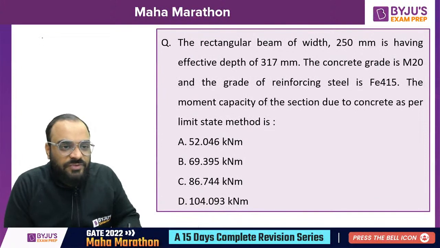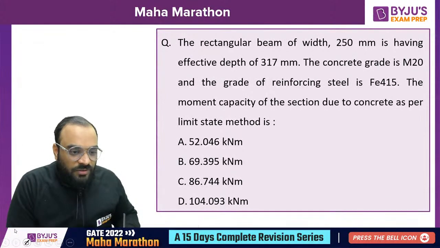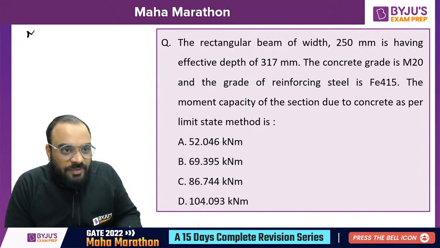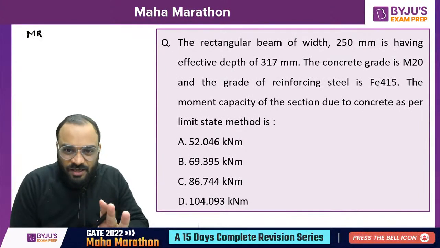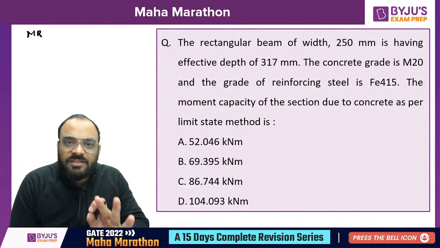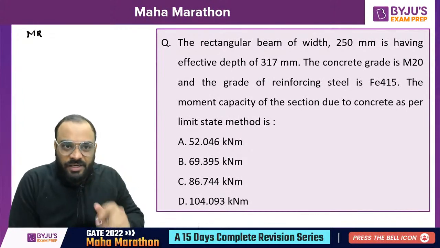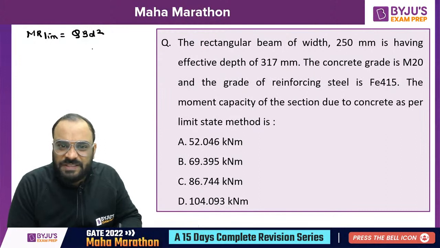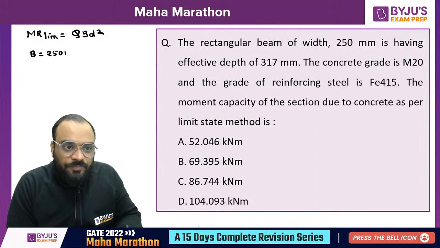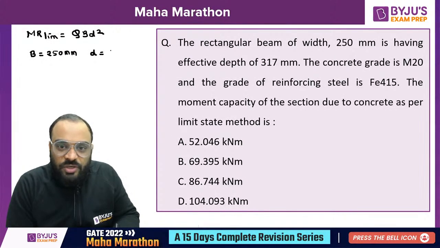So let's understand, guys, what is the formula to calculate the MR value. I think all of you know that, but still let me solve it. In this particular case, they have not mentioned the area of steel, so you do not have to consider anything. Just calculate the value of MR at the limiting condition. So MR limiting is equal to Q B D square. Now you know what is B and what is D, correct? The B value given to us is 250 mm width. The effective depth is also given, which is 317 mm. Now what is the value of Q? Q is nothing but the moment coefficient.